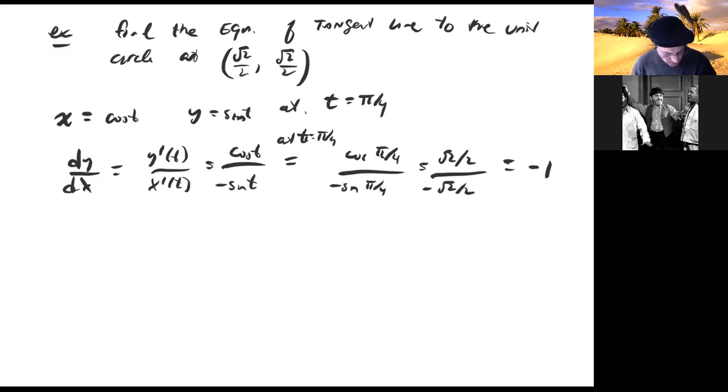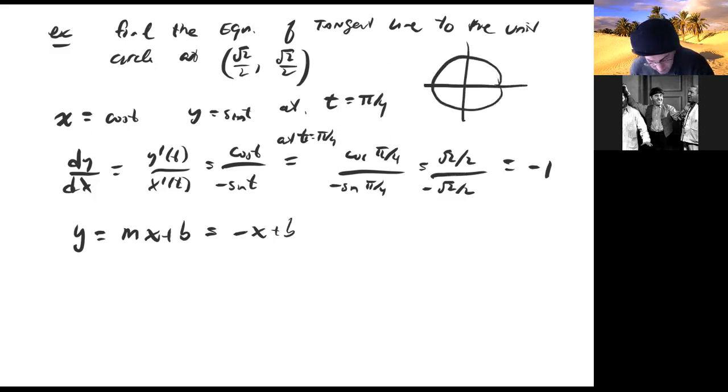So in order to get the equation of the tangent line, we have to use y equals mx plus b. And in this case, m is -1, so it's negative x plus b. And now we're on the unit circle at this point, radical 2 over 2, radical 2 over 2. So when x equals radical 2 over 2, so does y.